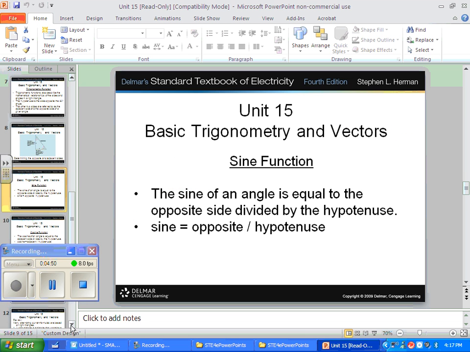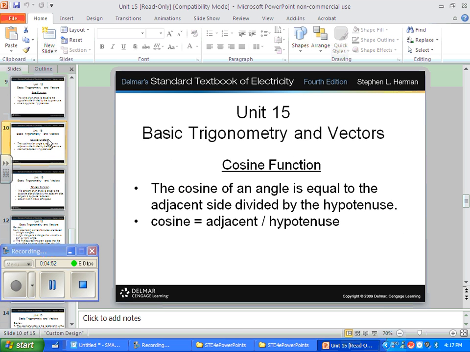Oops, wrong way. Okay, so we have sine now. Now we have cosine, okay? The cosine is, oh hell, another hour. A over h. Okay, let's write that again.